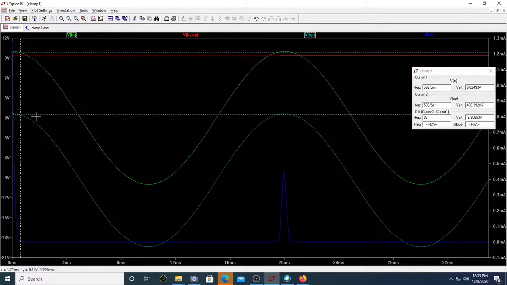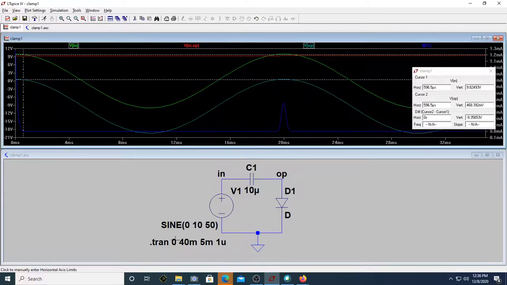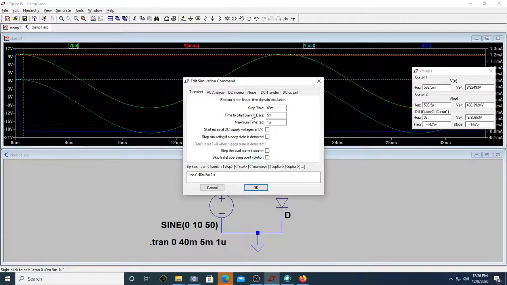You can see this is your output voltage. Of course, since I'm not seeing from 0 seconds, it is still shown as 0 second, but I have just made this so that it starts saving from 5 milliseconds. So from 5 to 40 milliseconds I'm seeing, so totally 35 milliseconds.